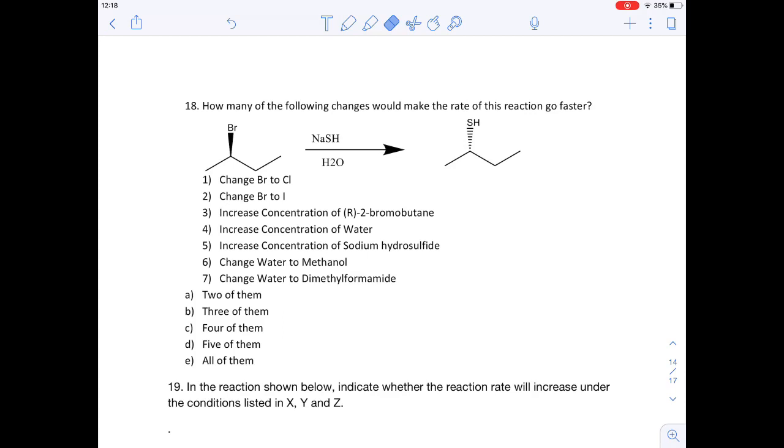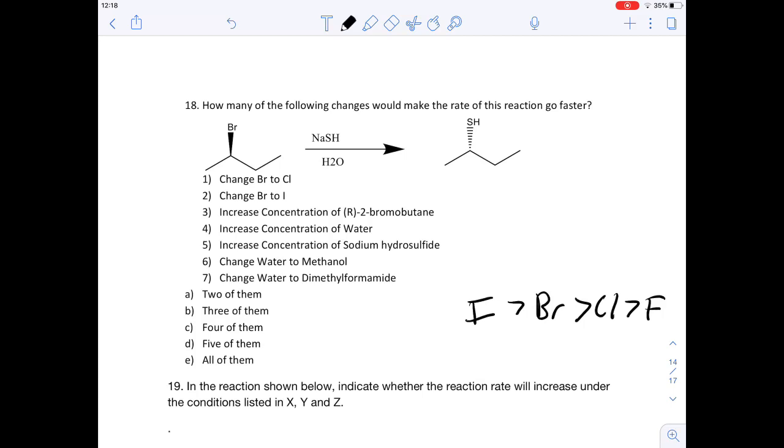Okay, so 18 asks, how many of the following changes would make the rate of this reaction go faster? And addressing leaving groups, I actually did look into it really quickly. I went to find my notes. So this is the order of leaving group ability. So I is going to be your best, then Br, then Cl, and then F. So just remember that and you'll be good to go.